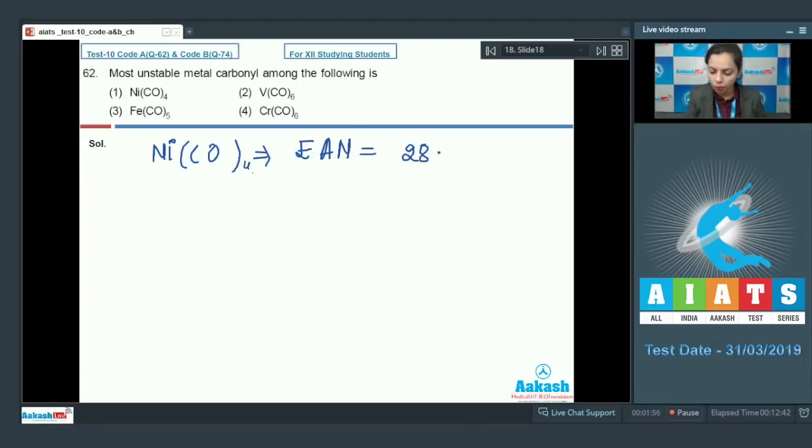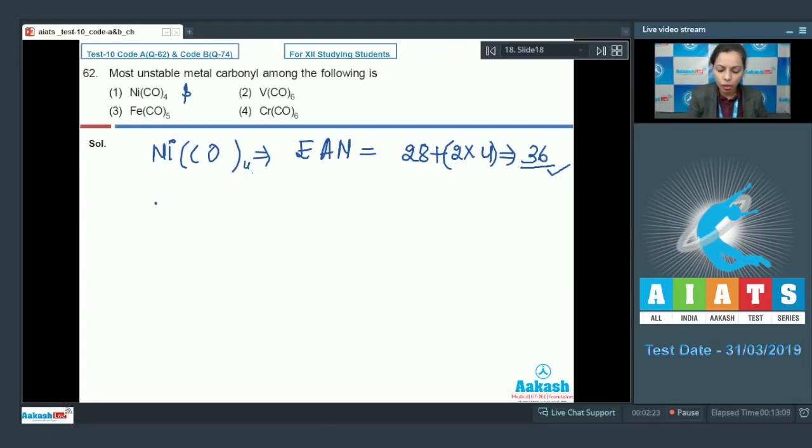No charge on this complex. Oxidation number of nickel is 0. Then number of ligands 4, and 2 electrons from each of these ligands, 2 into 4. So this value is equal to 28 plus 8, 36 electrons. And if effective atomic number is 36, it means this is the atomic number of the nearest noble gas, krypton. That's why it is stable. That's why I'm writing here S.